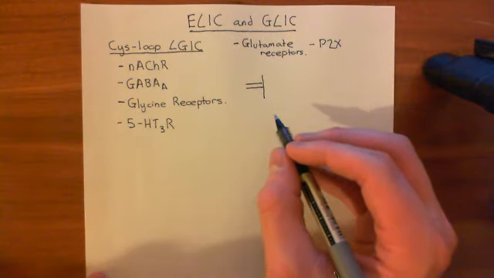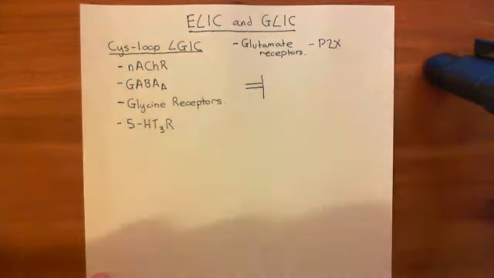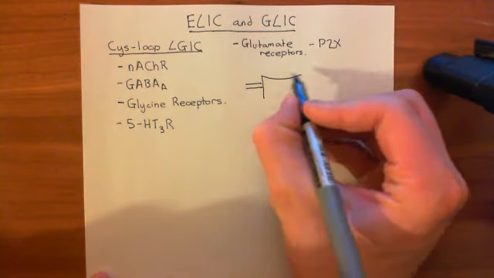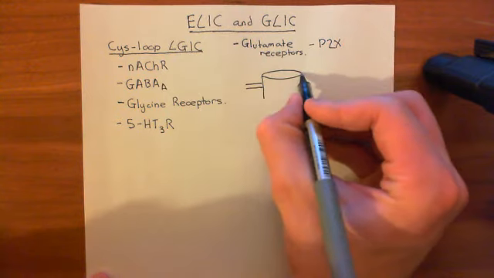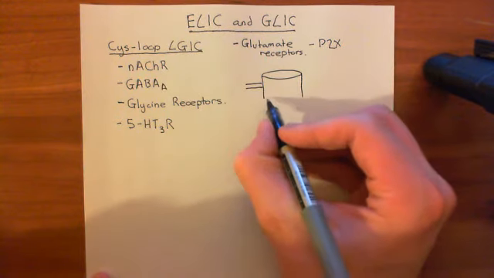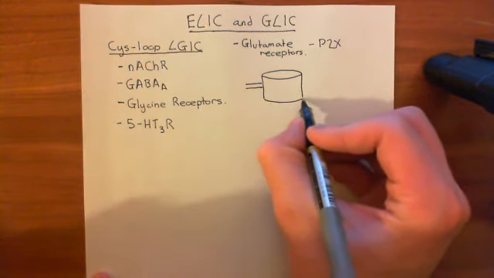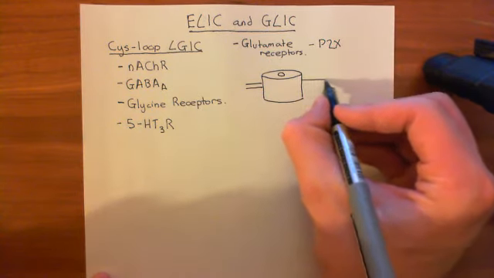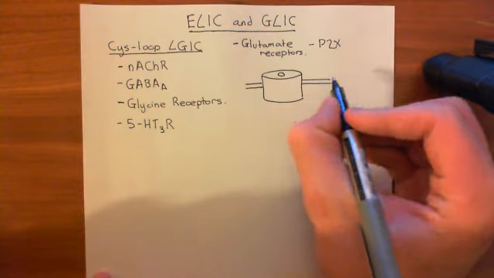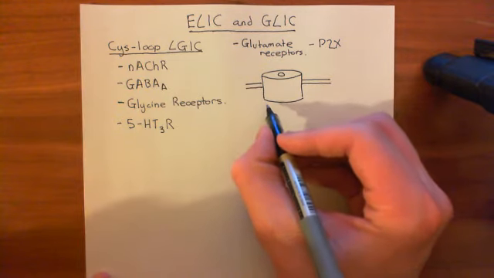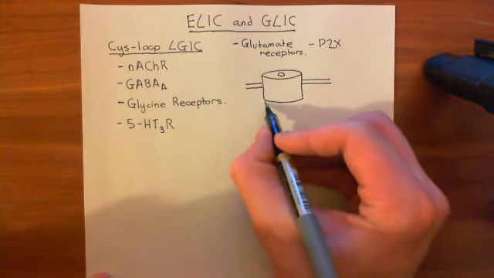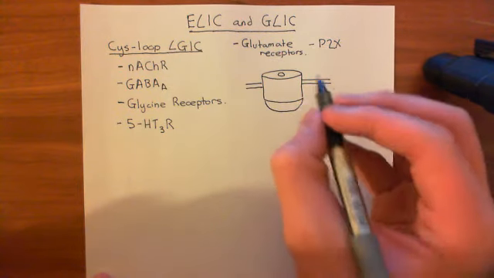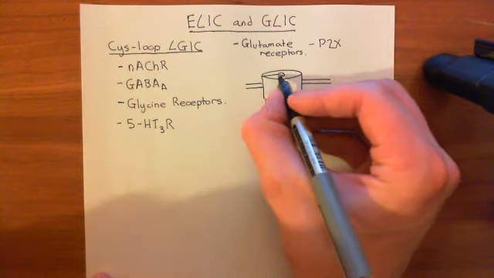Okay, so now let's talk about the structure of cis-loop ligand-gated ion channels. Their structure looks something like this, or at least this is how I'll draw it for cartoon purposes. So here is our channel going through the membrane. And since we've discussed this in our previous video, I should add the intracellular domain on here. So I'll put an intracellular domain at the bottom there.